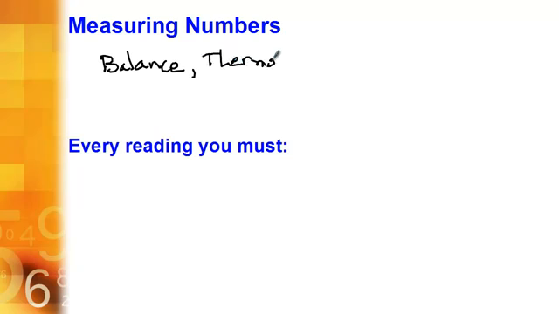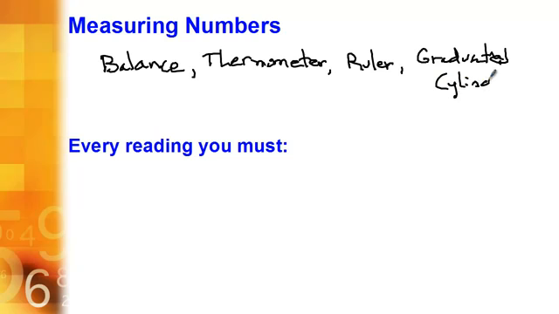We will sometimes measure length, but not real often, and that is going to be using a ruler or meter stick. And the last one that we'll be using, you probably haven't used before, maybe in biology, I guess, is a graduated cylinder. Is the fourth one. Now, when you're reading those tools, there's three things that you must do in every measurement.